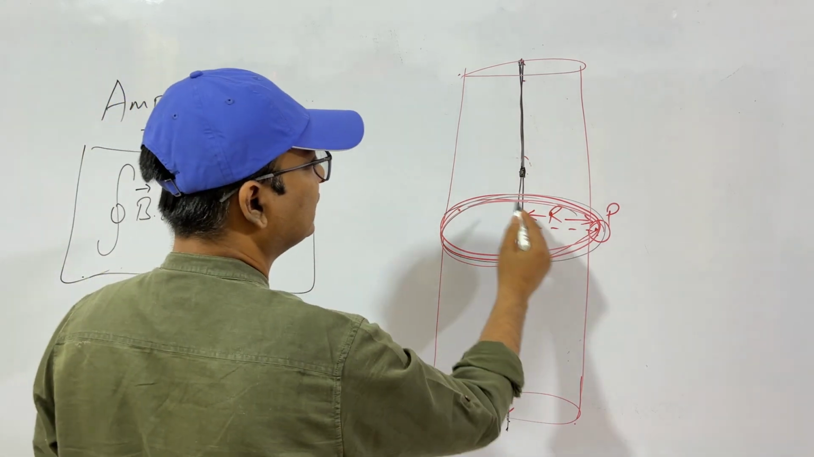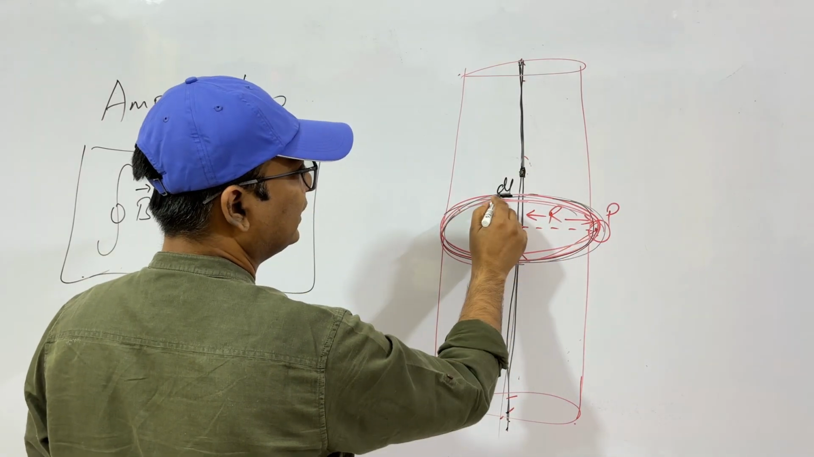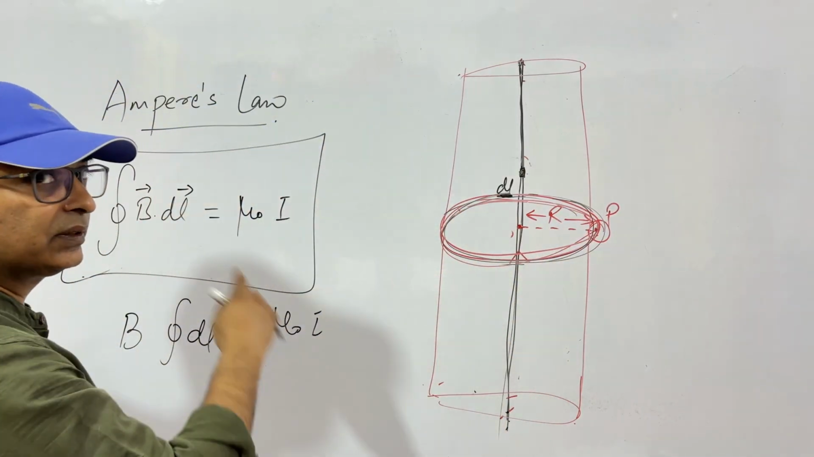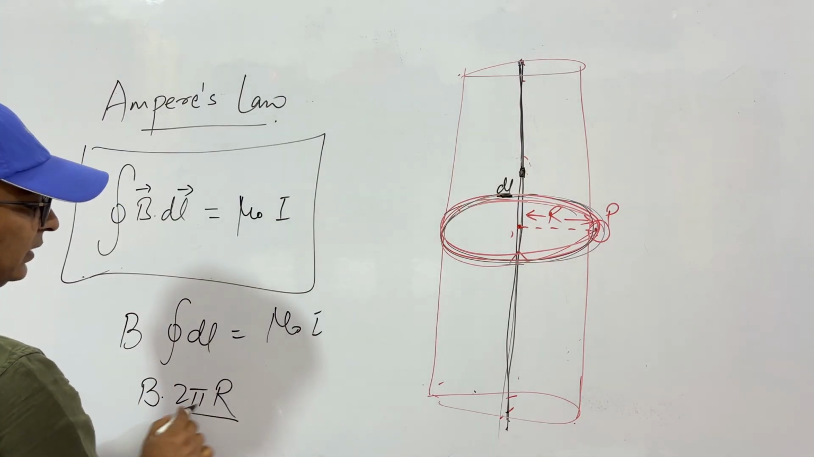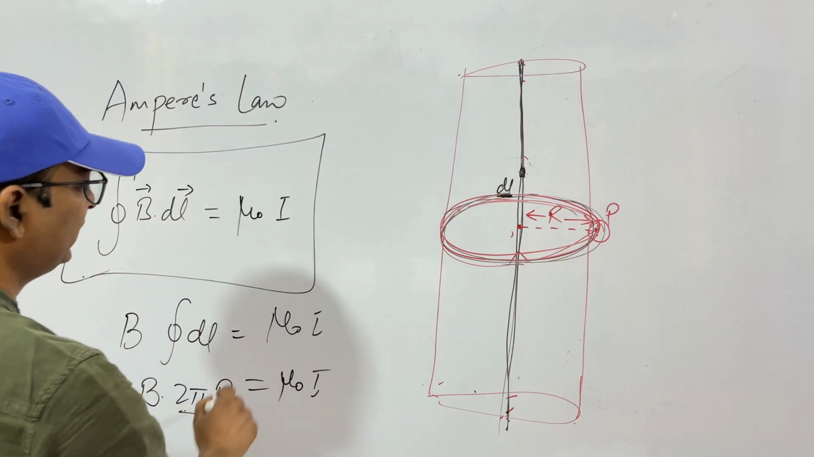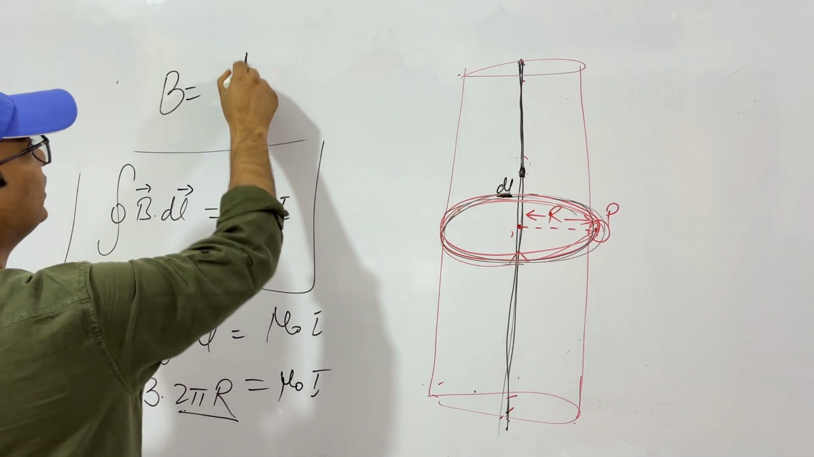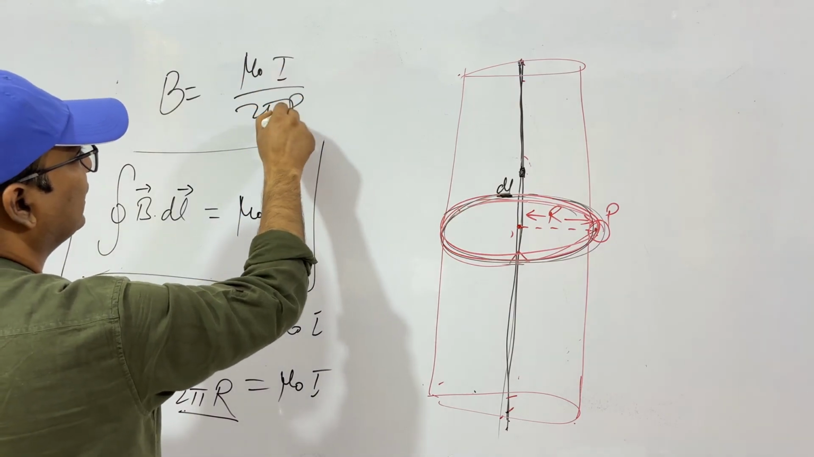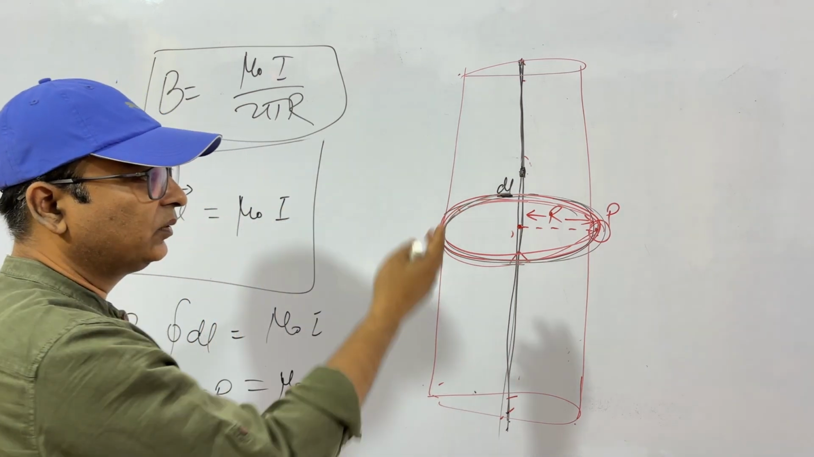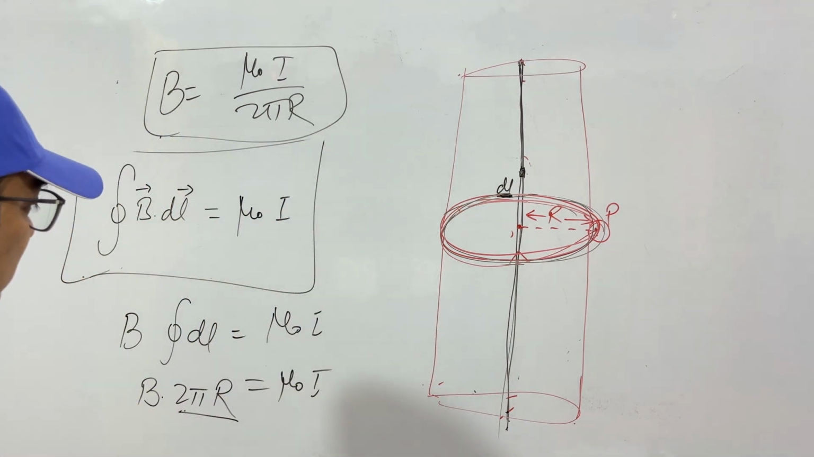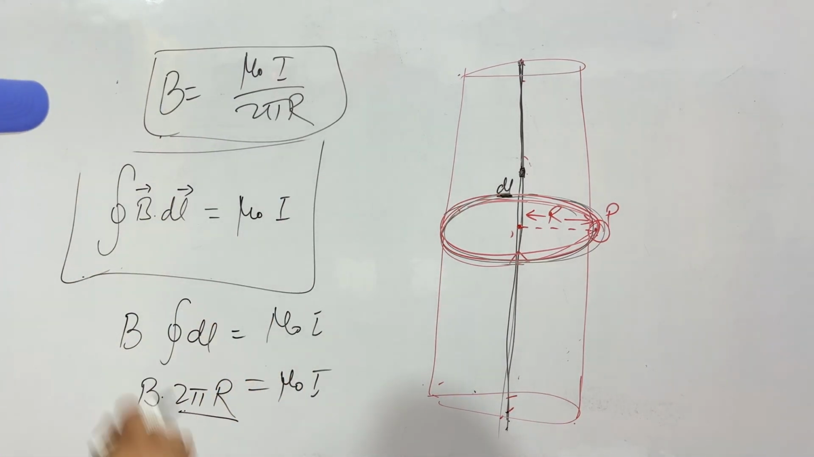What is dl? If this is one element and you integrate it all around the enclosed surface, you will get the circumference of this circular path, so it is B into 2 pi r. So B into 2 pi r is mu 0 I. From here you get B equals mu 0 I by 2 pi r. This is what we get from Ampere's law. In just 1 minute we get the value of the magnetic field intensity, which was very difficult to do from scratch using the Biot-Savart law.